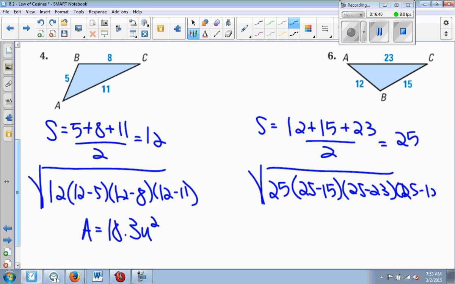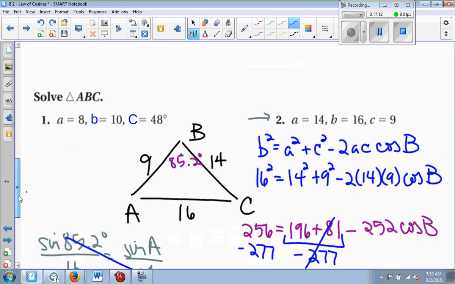So if we plug all that in the calculator, square root of 25 multiplied by 10 multiplied by 2 multiplied by 13, and we end up with an area of 80.6. And again, if there were units in the problem, you would include units in the answer. I'm using u squared since there are no units expressed in the problem. I apologize for any confusion on the side problem.